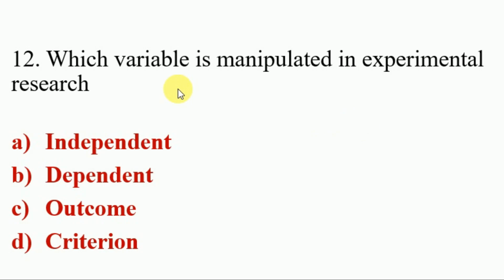Next question. Which variable is manipulated in experimental research? Options: A. Independent, B. Dependent, C. Outcome, D. Criterion. Answer is A. Independent variable. So independent variable is manipulated in the experimental research.